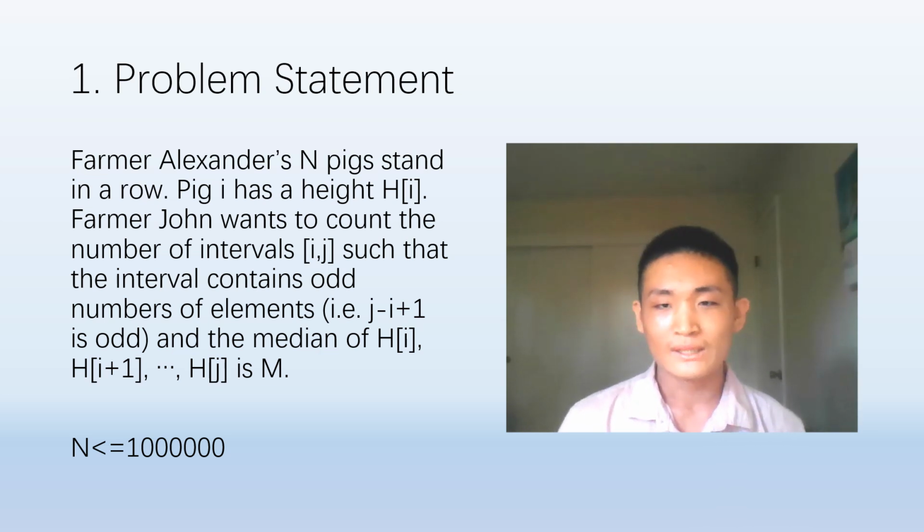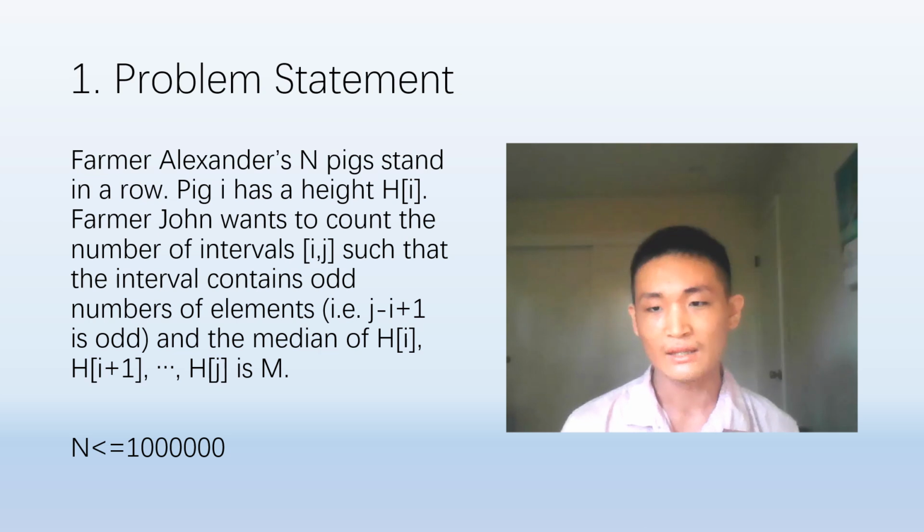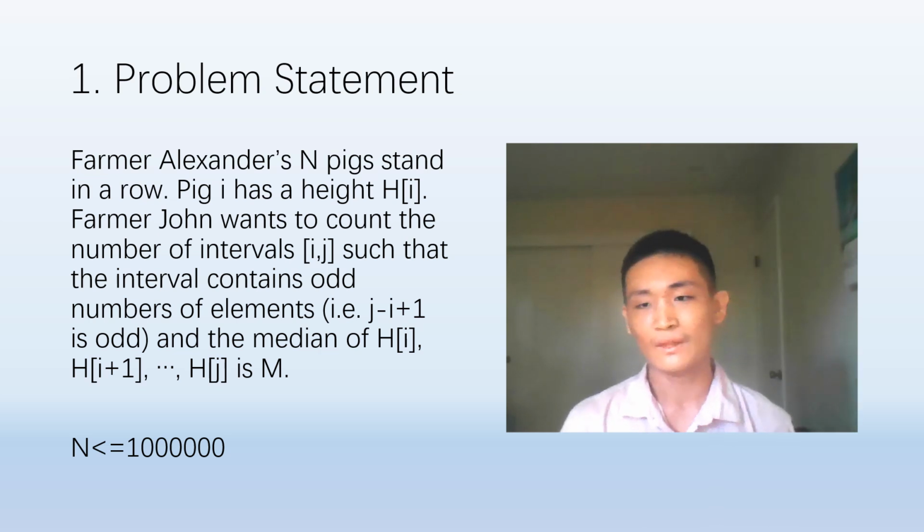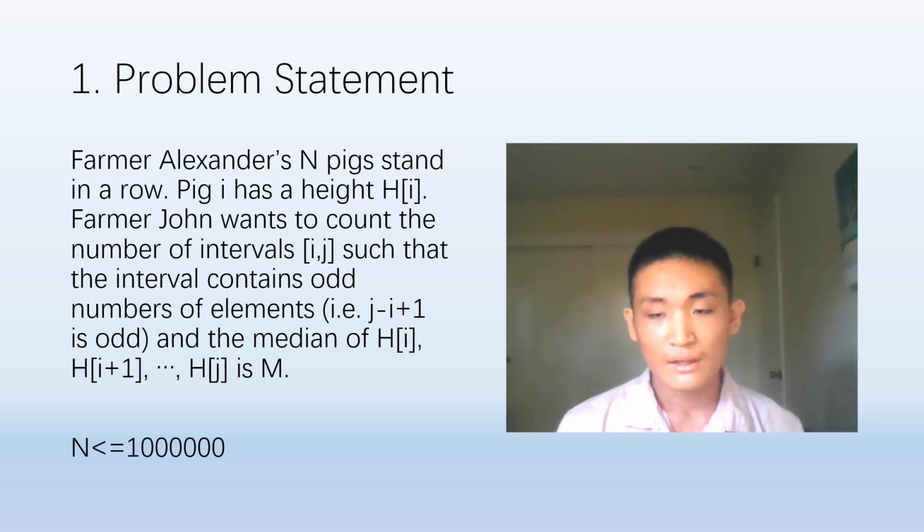So the inputs are n, the array h, and m. And the output is the number of intervals i, j such that the interval contains an odd number of elements, and the median of h of i all the way to h of j is m. The data constraints are n is smaller or equal to a million.